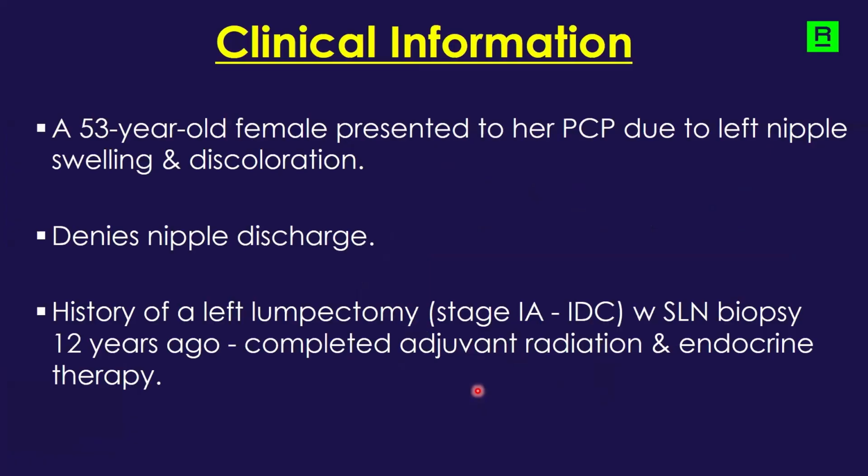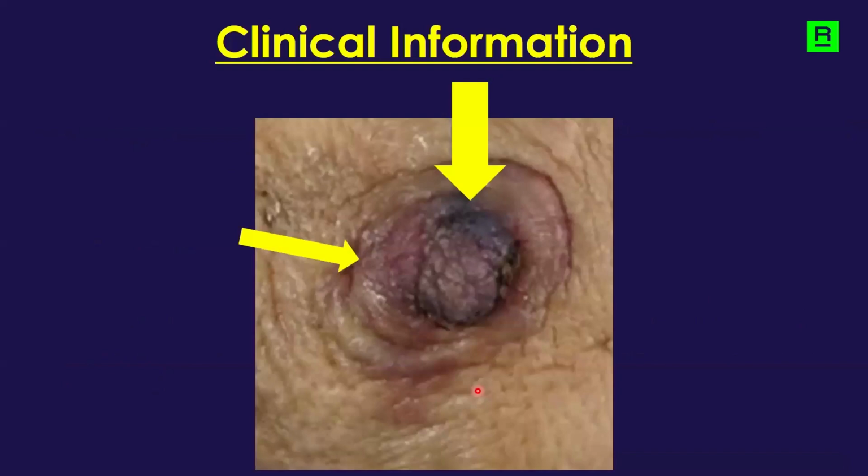She completed her adjuvant radiation therapy and endocrine therapy after her surgery. All right, here she is on physical exam, and she had an enlarged nipple. It was swollen. There was thickening of the nipple areolar complex. You can also see this reddish purple discoloration. Also on physical exam, there was about 6 centimeters of firmness in this retroareolar region.